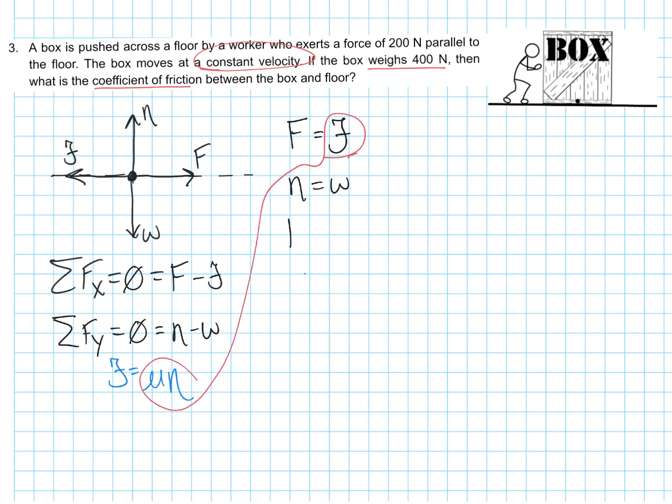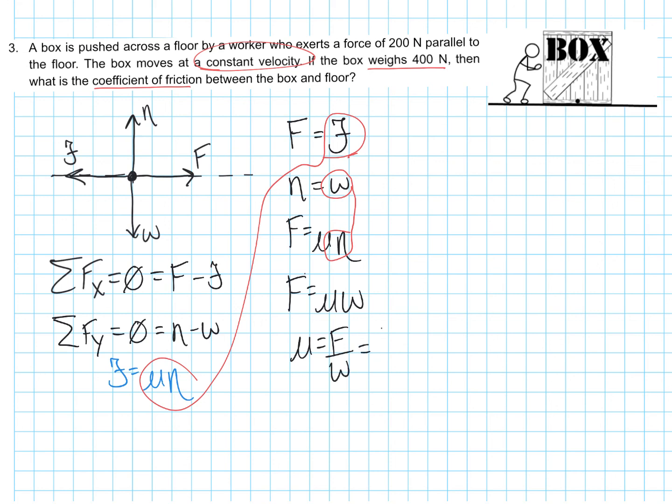So that means that the force that he's pushing with is equal to mu times N. That really didn't get me very far. But what I also know is that the normal force is equal to the weight. So I'm going to replace the weight where N is located. So now the force is equal to mu times the weight. And I'm looking for mu, so this is actually a pretty quick problem to solve. Mu is equal to the force I'm pushing with divided by the weight.